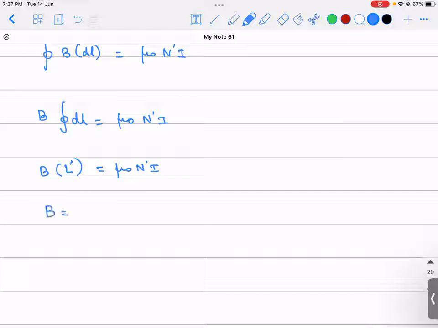So B will be equal to mu naught into n dash divided by L dash into I. But what is n dash divided by L dash? Small n. So B is mu naught into small n into I. This is going to be the expression for the magnetic field due to a solenoid at its center. So this is the value of the magnetic field due to a solenoid at its center. Okay, make a note of this.